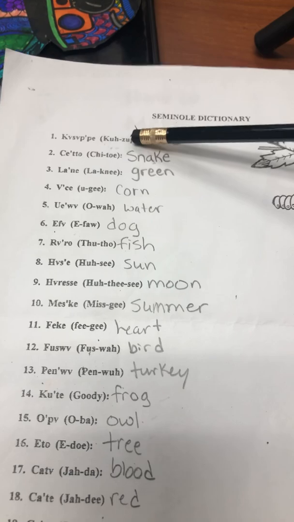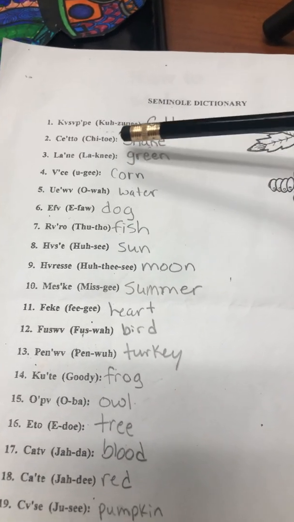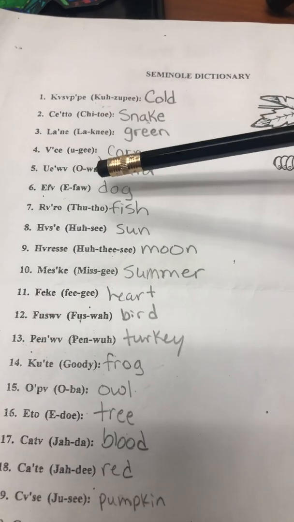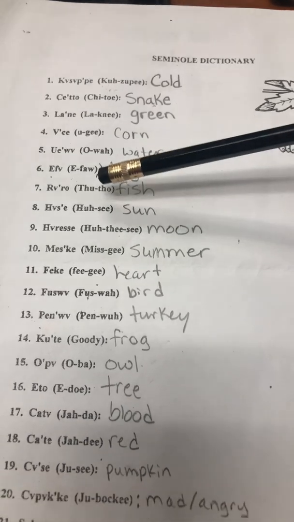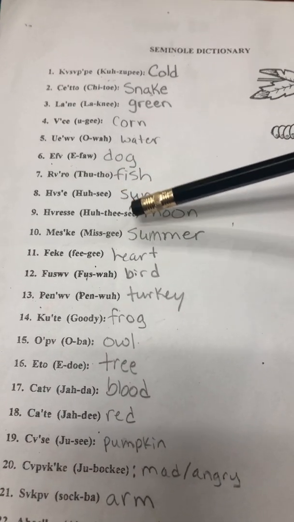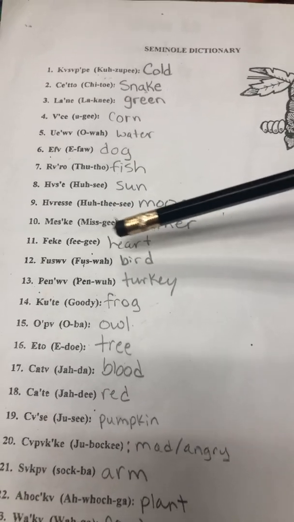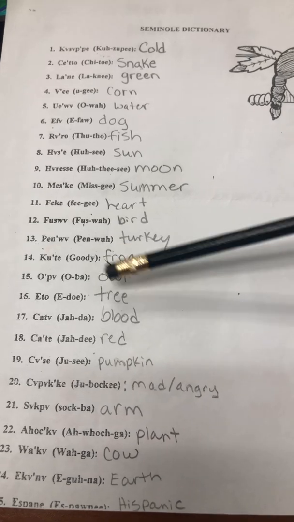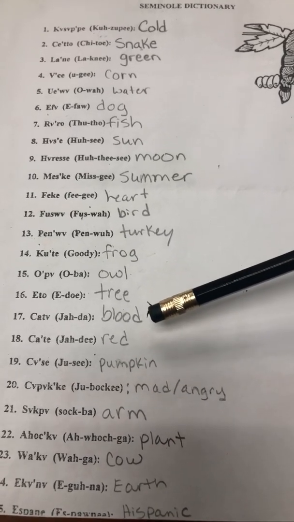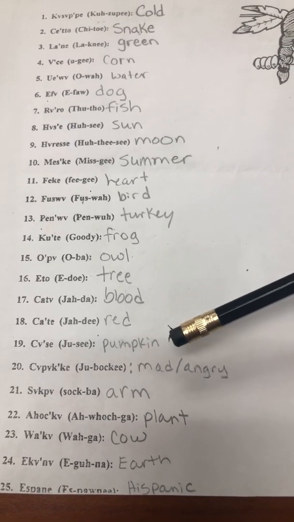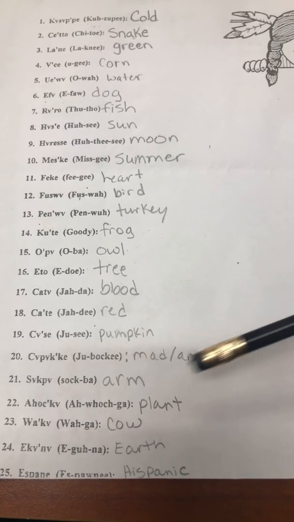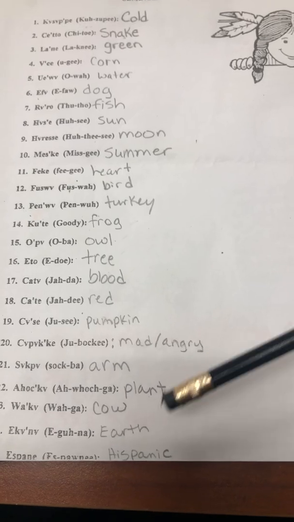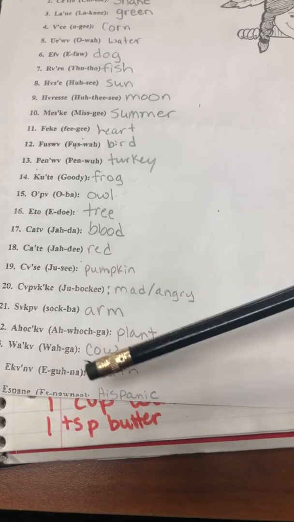Okay, let's flip this. Let's go over our words here together. Kazapi means cold, Chito means snake, Lani means green, Uji means corn, Owa means water, Ifa means dog, Futho means fish, Hasi means sun, Hathisi means moon, Miski means summer, Figi means heart, Faswa means bird, Penwa means turkey, Gudi means frog, Oba means owl, Ido means tree, Jada means blood, Jadi means red, Jussi means pumpkin, Jabaki means mad or angry, Sakba means arm, Ahuchka means plant, Waga means cow, Igana means earth, and Espani means Hispanic.